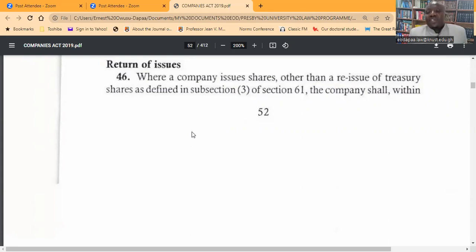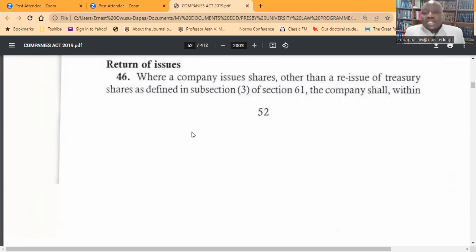So if you are supposed to do a document which is a form of report, the return of issue is what you are supposed to submit to the registrar of companies regarding the various steps which the company has taken regarding shares. How many shares have been issued? How much was paid for by cash, non-cash payment, and so on? What type of shares were issued and all that? All these matters are supposed to be spelled out in the document. And that document is called Return of Issues.